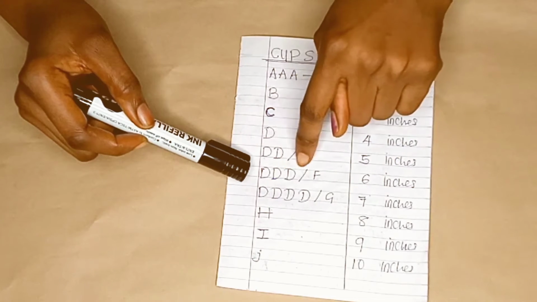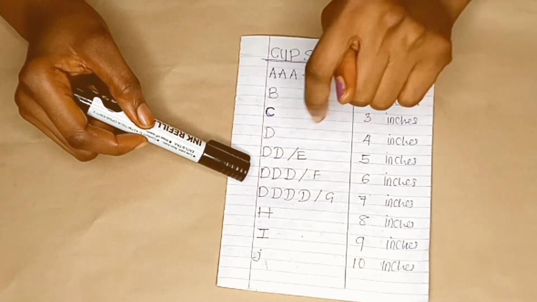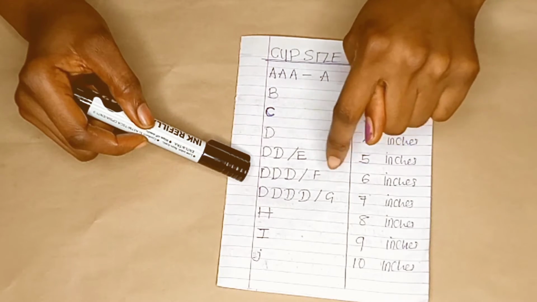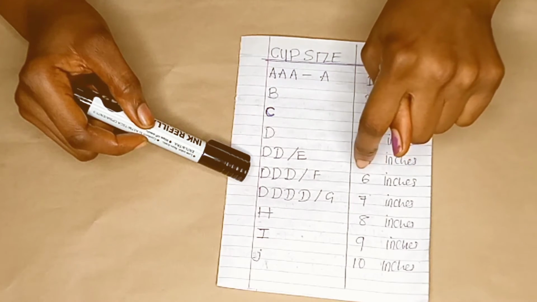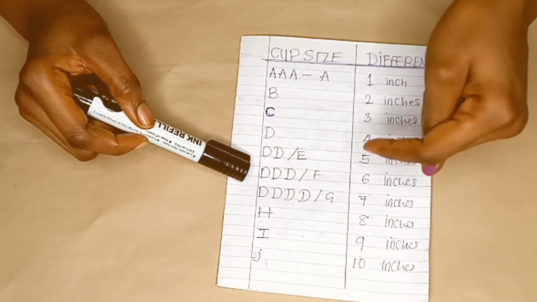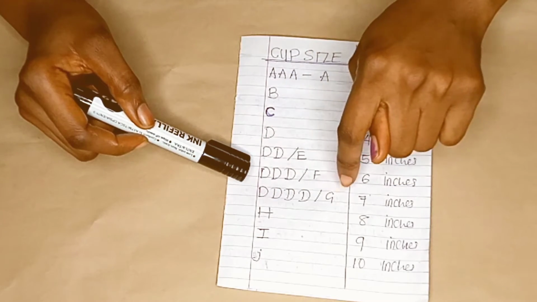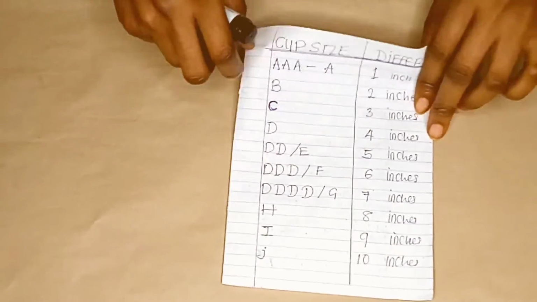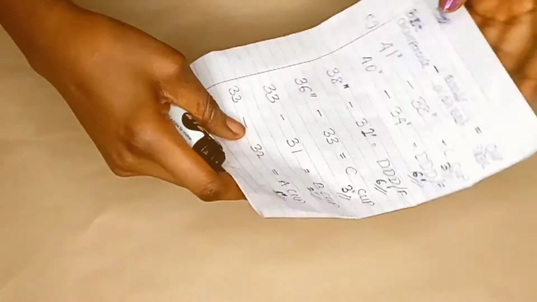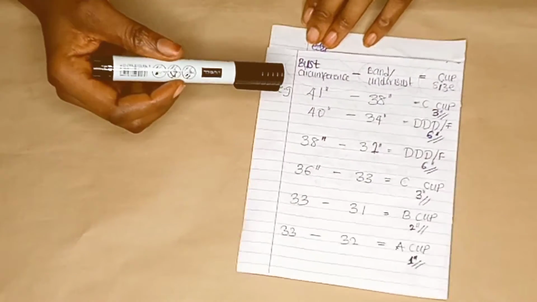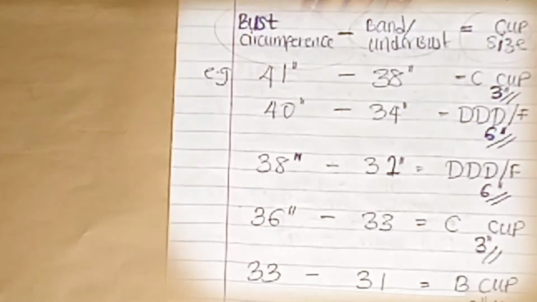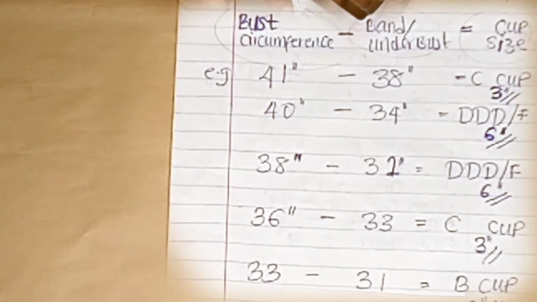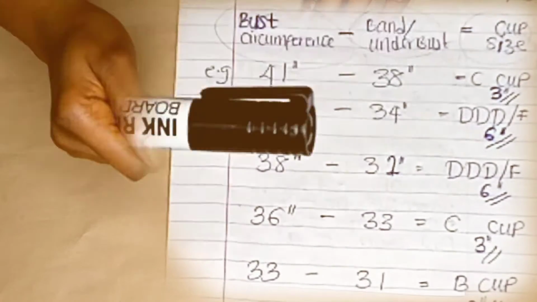And for the DDD/G cup, we'll have 7 inches. The same thing goes for the H and IJK. So the higher the cup size, the higher the difference. And as you can see, all the differences are written in inches. So I made a few examples on how to calculate your cup size using the bust circumference and the under bust circumference. As you can see here, I wrote bust circumference minus the under bust circumference equals this cup size.